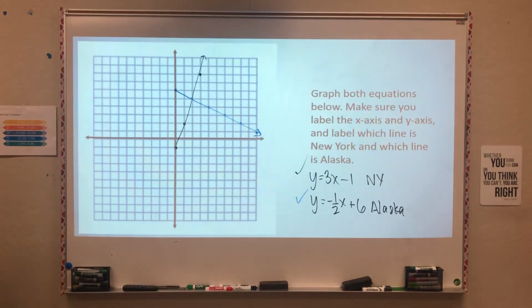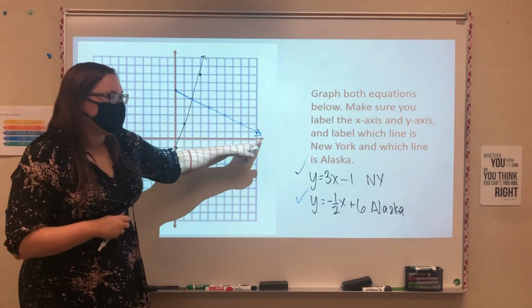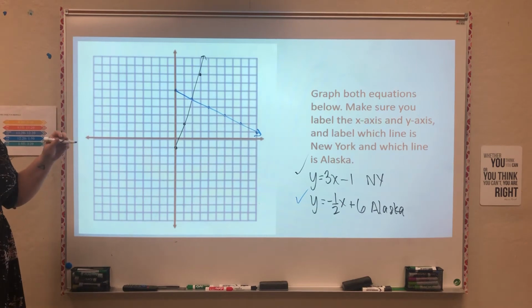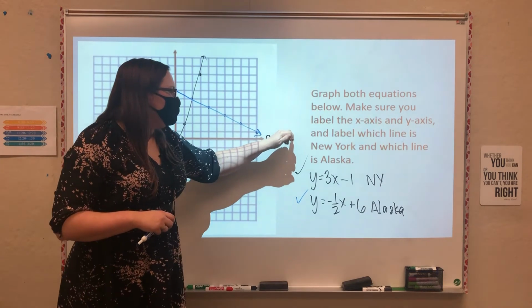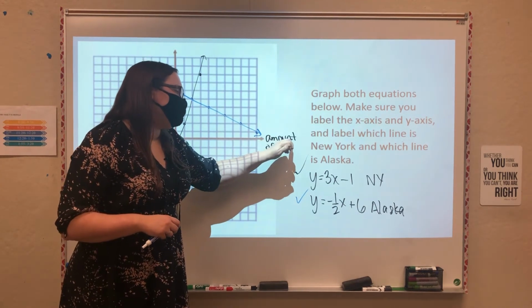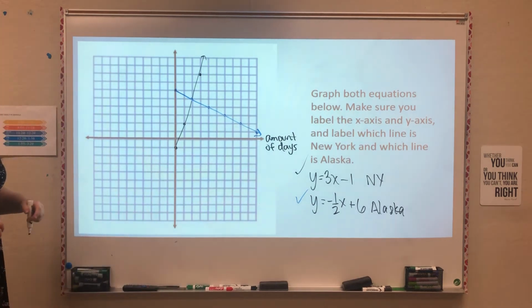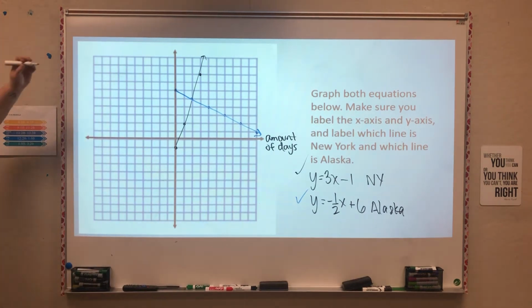If I go back to the question, it says graph both equations below. Make sure you label the x and the y-axis and label which line is New York and which line is Alaska. At this point, all we've done is graph the lines. You were already telling me earlier about what x and y-axis represent. All we're going to do is add in those words you were saying earlier. So earlier you said that x-axis is the amount of days. You could say amount of days, number of days. And then our y-axis? Is the temperature. Yes.